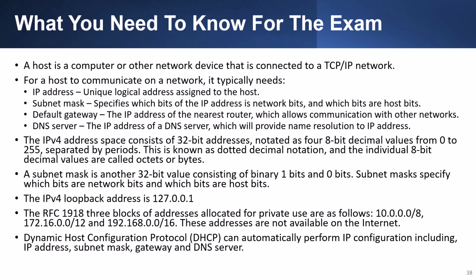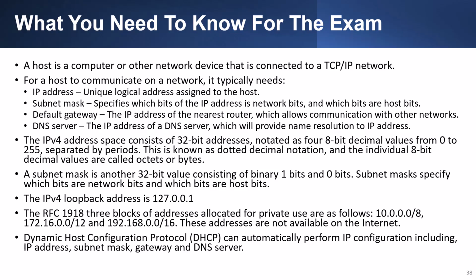The IPv4 address space consists of 32-bit addresses notated as 4 8-bit decimal values from 0 to 255, separated by periods. This is known as the dotted decimal notation, and the individual 8-bit decimal values are called octets or bytes. The subnet mask is another 32-bit value existing in binary 1 bits and 0 bits. Subnet masks specify which bits are network bits and which bits are host bits. The IPv4 loopback address is 127.0.0.1.